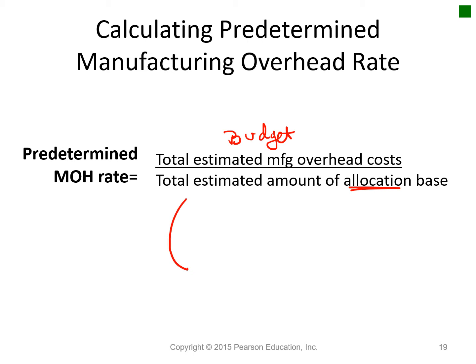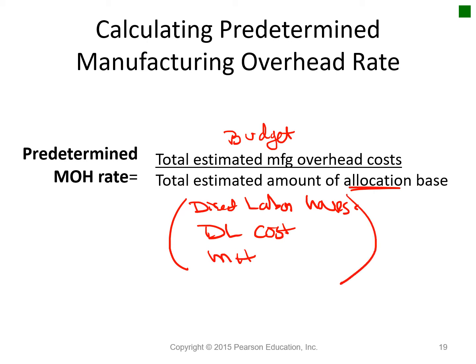Allocation base could be a number of things, but the idea is the base is going to allow you to track it to the job. It could be direct labor hours. That's a commonly used allocation basis, direct labor hours. You could have direct labor cost. You might use machine hours, machine cost, or whatever. But the problem will tell you what that base is going to be. So you read a problem, we'll get to it later. They'll tell you how they allocate the overhead. You need that base to get the rate.